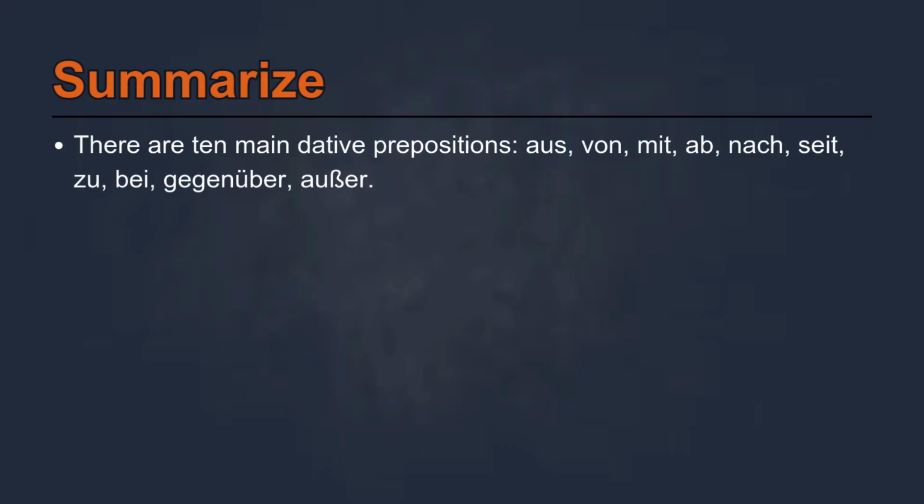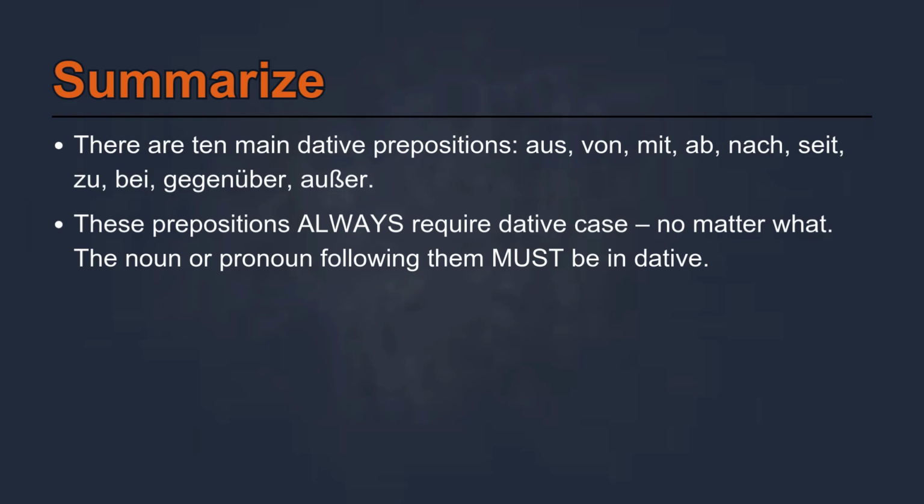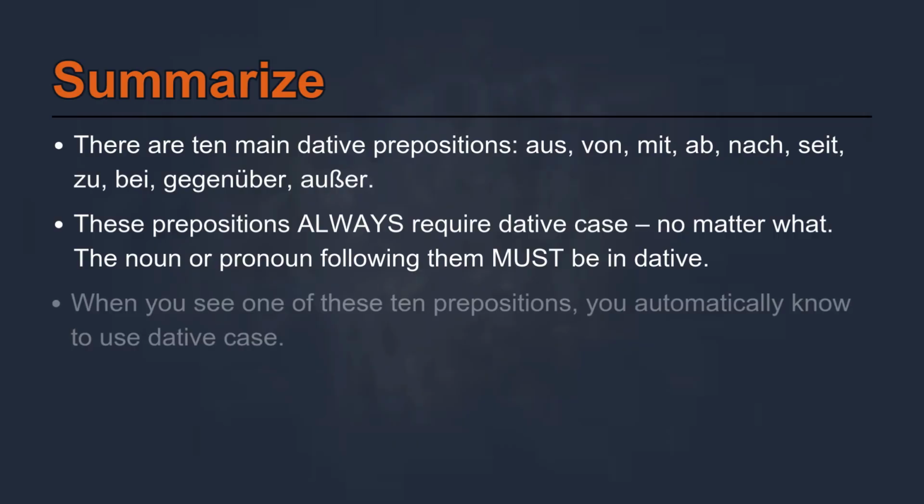Let me summarize the key points about dative prepositions. First, there are 10 main dative prepositions: aus, von, mit, ab, nach, seit, zu, bei, gegenüber, außer. Memorize these. Second, these prepositions always require dative case, no matter what. The noun or pronoun following them must be in dative. Third, when you see one of these 10 prepositions, you automatically know to use dative case. It makes German grammar predictable.